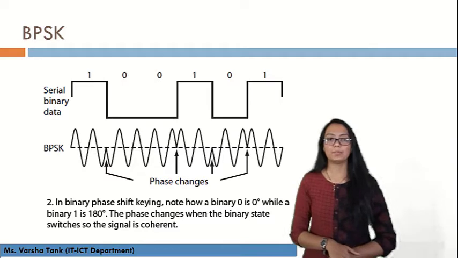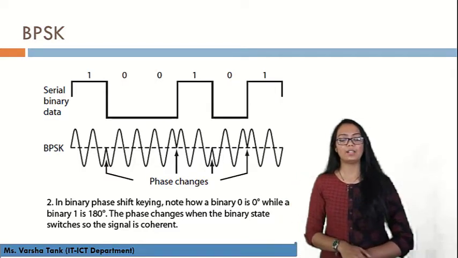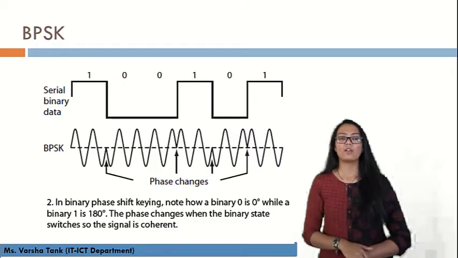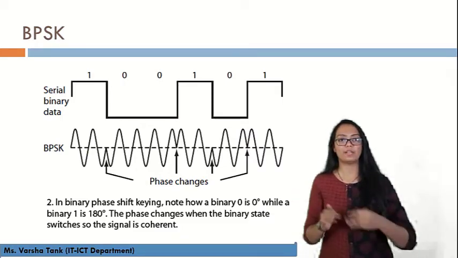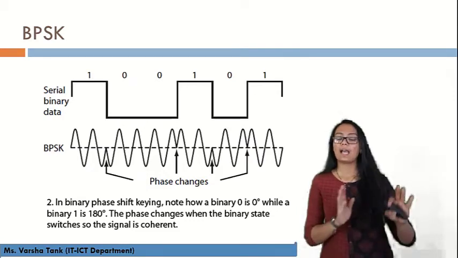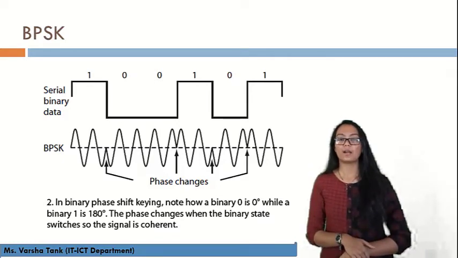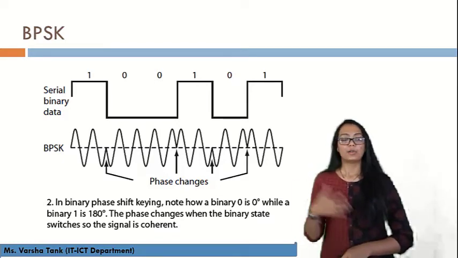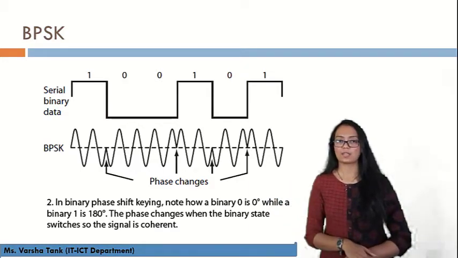Now, what is BPSK? It is nothing but binary phase shift keying. It will have two phase changes for logic 0 and logic 1. For logic 0, it will have a 180 degree phase shift compared to the original carrier signal, and for logic 1, it will have a 0 degree phase shift compared to the original carrier waveform. This we have seen in the previous session.